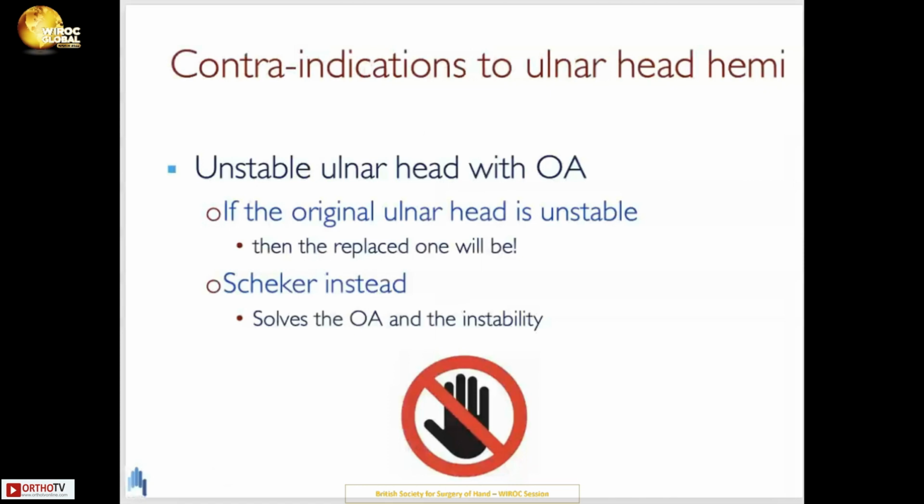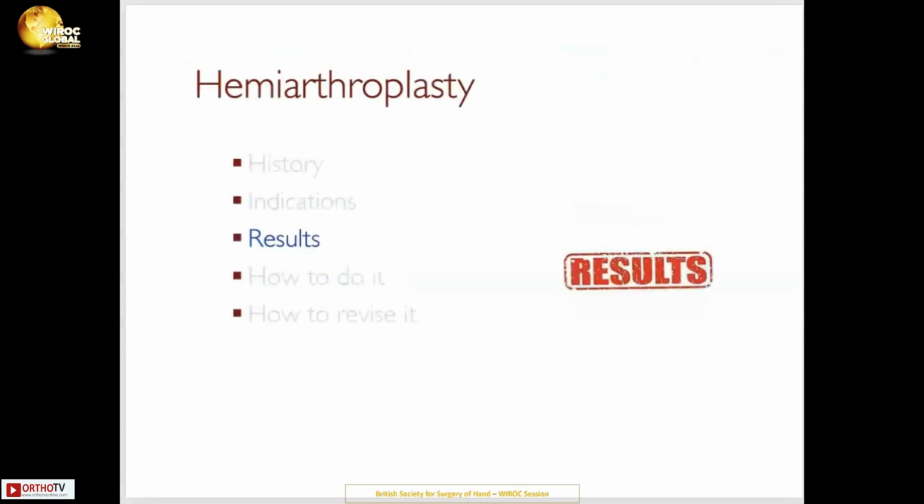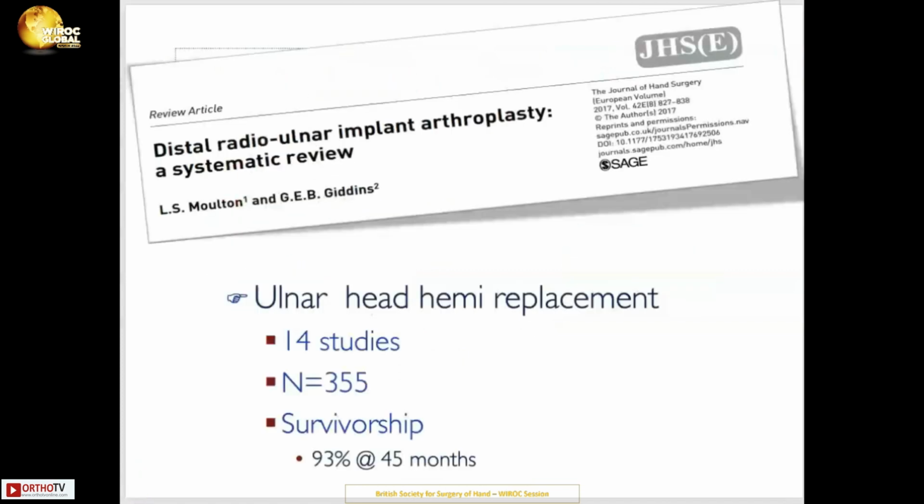There are contraindications to this. For example, if you have an unstable ulnar head with arthritis, well, there's no point putting a hemiarthroplasty into an unstable arthritic head because your implant would become unstable. This is where the Scheker again comes in to solve what used to be a really difficult problem. Well, the results were, Greg Giddins did a meta-analysis 4 years ago now and showed pretty good survivorship at 45 months, a pretty low complication rate. Now, that survivorship is only less than 4 years. It's not really good enough, but nevertheless, they're encouraging results.